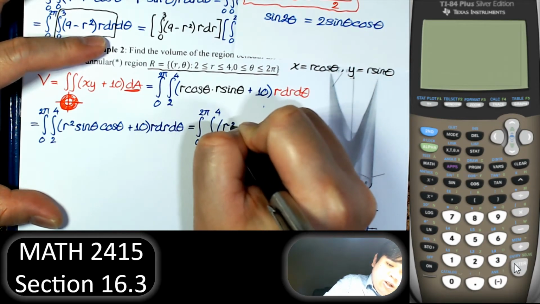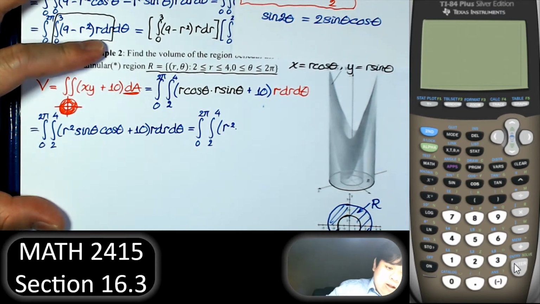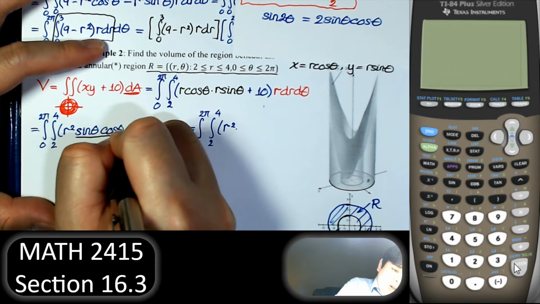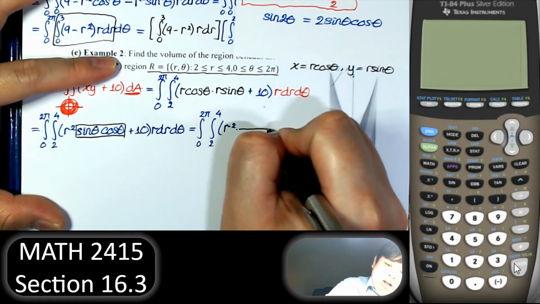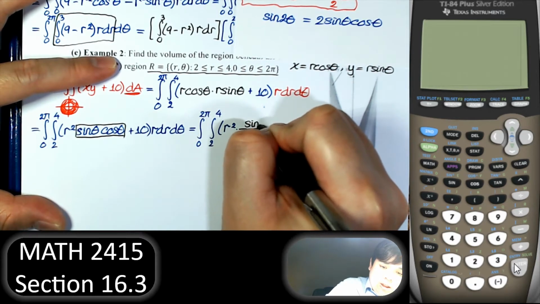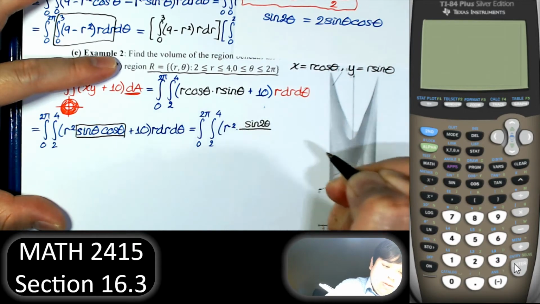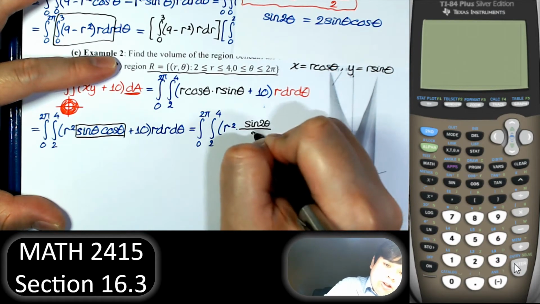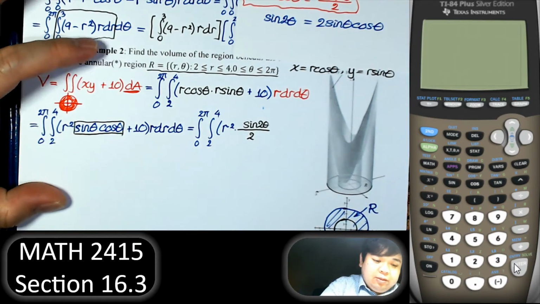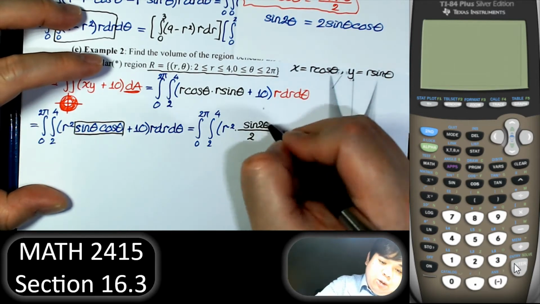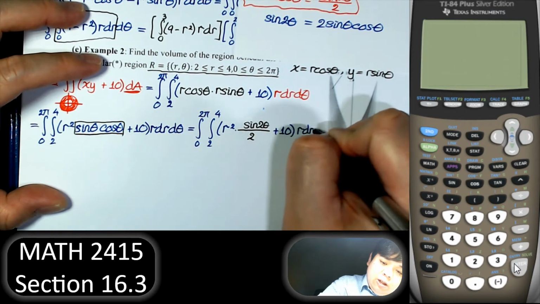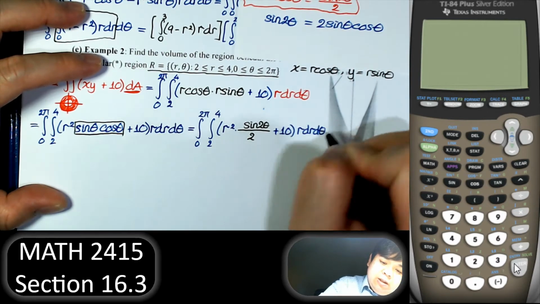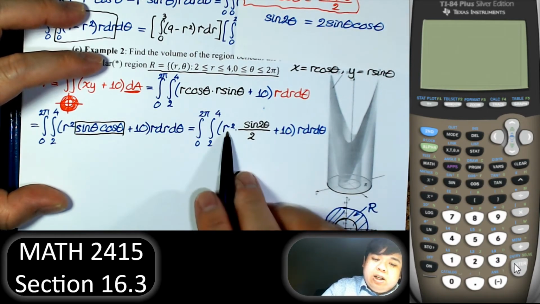So we have r squared still. Sine and cosine will be equal to sine of 2 theta over 2, still plus 10, dr d theta. I will multiply the r inside.